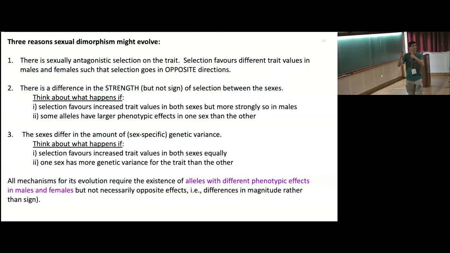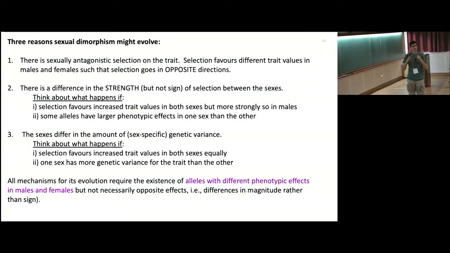And because of that kind of thing, in principle, you could get this evolution of dimorphism, at least transiently, until they had both reached the optimum, if they were both going to the same optimum. Alternatively, you could get it even if selection was of equal strength, but you, for some reason, had a difference in the amount of sex-specific genetic variance.